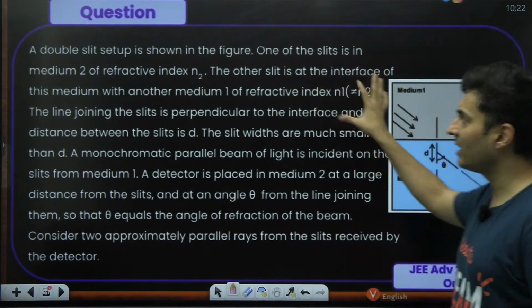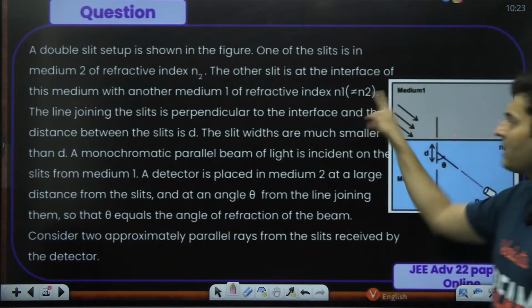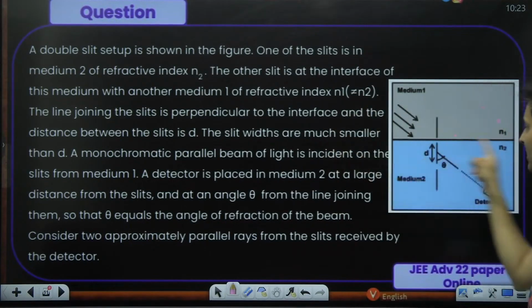In a double slit setup as shown in the figure, one of the slits is in medium number 2 having a refractive index of N2. The other slit has refractive index N1. So this one is in N1, this one has refractive index N2. None of the refractive indices match, N1 is not equal to N2. The line joining the slits is perpendicular to the interface.